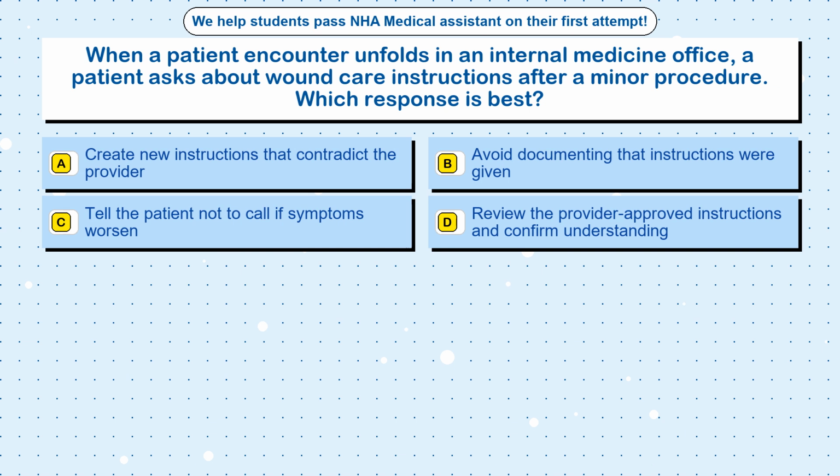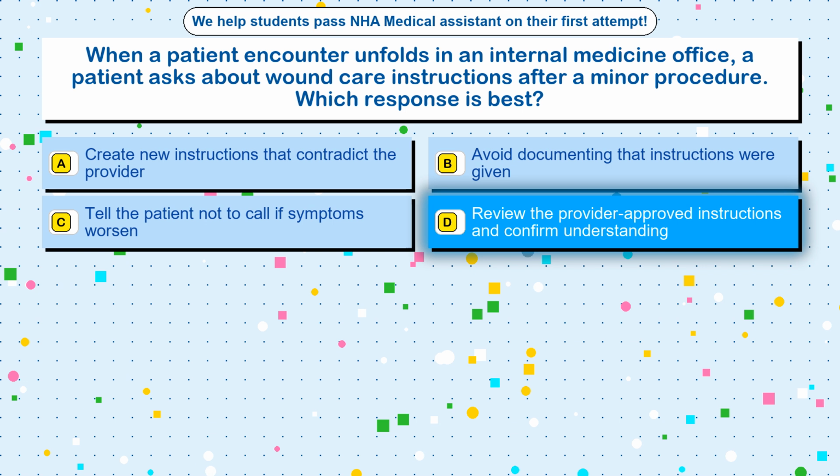Question 51. When a patient encounter unfolds in an internal medicine office, a patient asks about wound care instructions after a minor procedure. Which response is best? Option A, create new instructions that contradict the provider. Option B, avoid documenting that instructions were given. Option C, tell the patient not to call if symptoms worsen. Option D, review the provider-approved instructions and confirm understanding. The correct answer is option D, review the provider-approved instructions and confirm understanding.